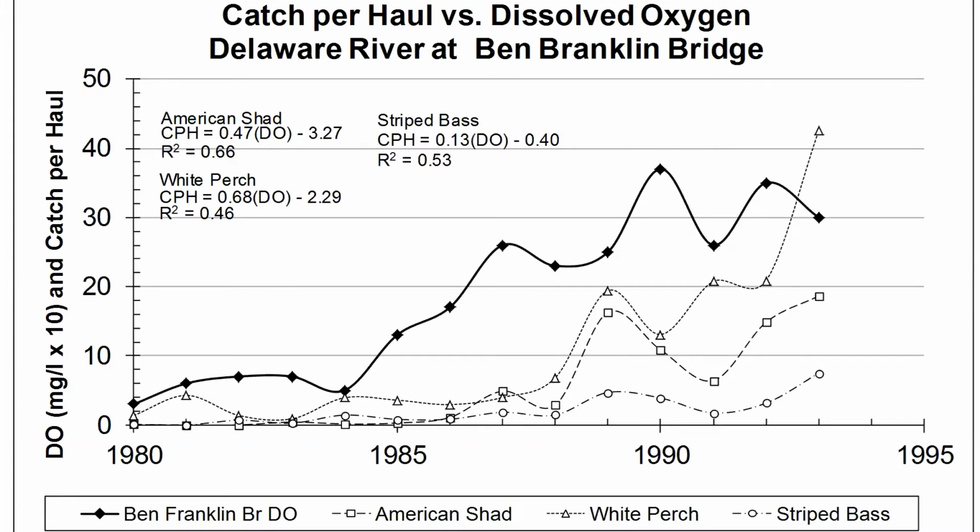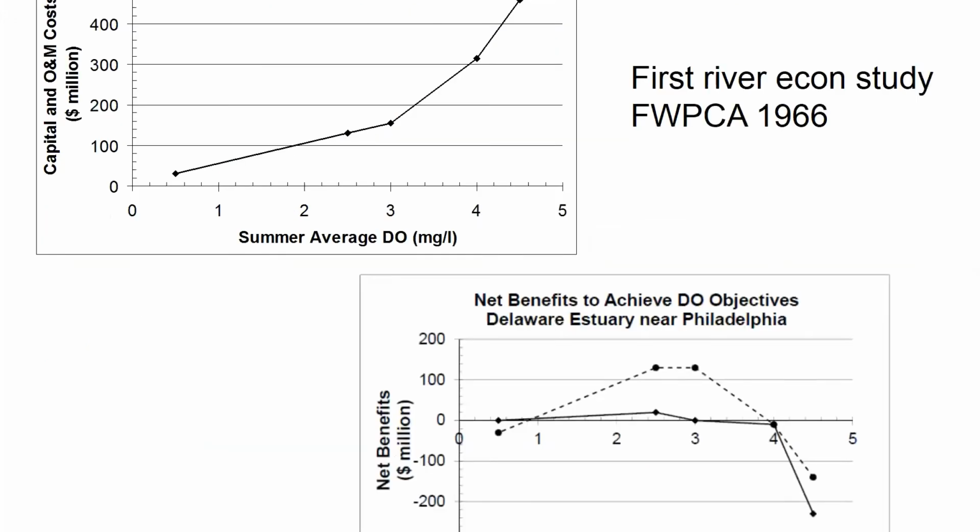And then there's the excellent study in 1996 that showed with the DO getting higher, that catch per haul of 3 main species, the shad, the stripers, and the perch, were actually correlated with the improvements in DO. And that's an excellent piece. I've extrapolated this information over the last 25 years to prove that with higher DO, you'll see more fish catch.